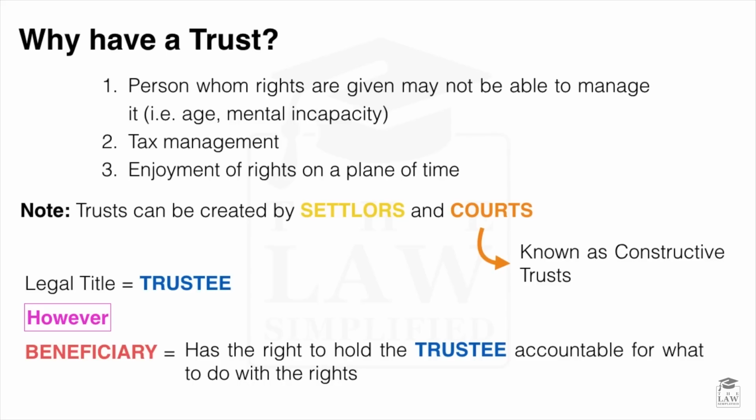But the equitable title is with the beneficiary. And why this is important is because the trustee becomes accountable to the beneficiary. So for example, when a child reaches the age of 21, if there is a defeasible interest, if there is a requirement for the trust instrument to get activated, the beneficiary can actually hold the trustee accountable for what is due to him from the settlor.